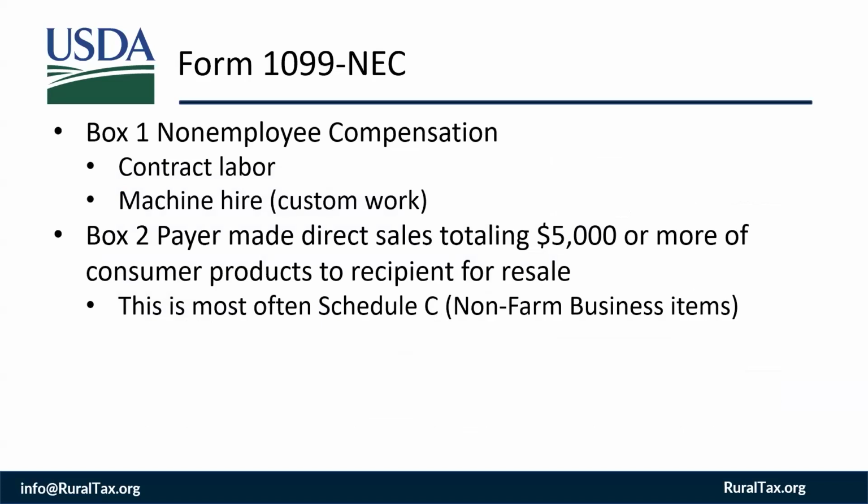So box 1, like I said, is nonemployee compensation. That's contract labor, machine hire, custom work. Again, these are independent contractors, not employees. I can't stress that enough. If it's an employee, they're under your control. You do not use the 1099 NEC. Box 2, like I said, is the direct sales where they total more than $5,000. Where that usually ends up, from the payor's point of view, is it doesn't show up on Schedule F. It usually ends up on Schedule C. It's a non-farm business item. But we include it here just to make sure the IRS is aware to look at other places in the return for that information.